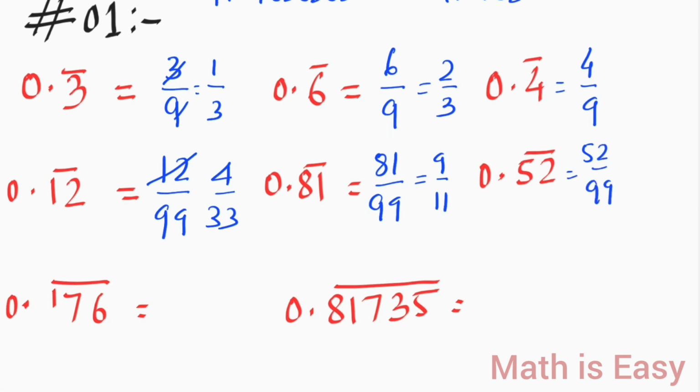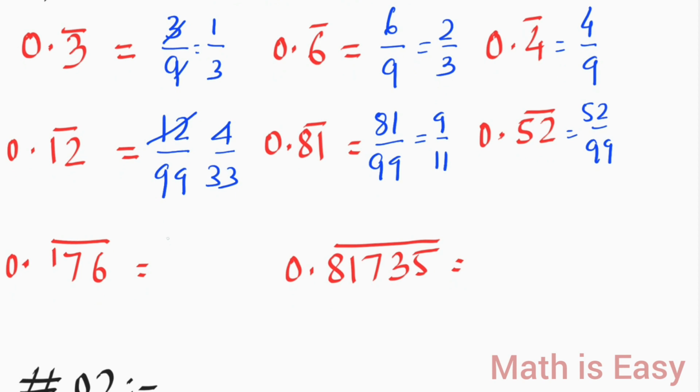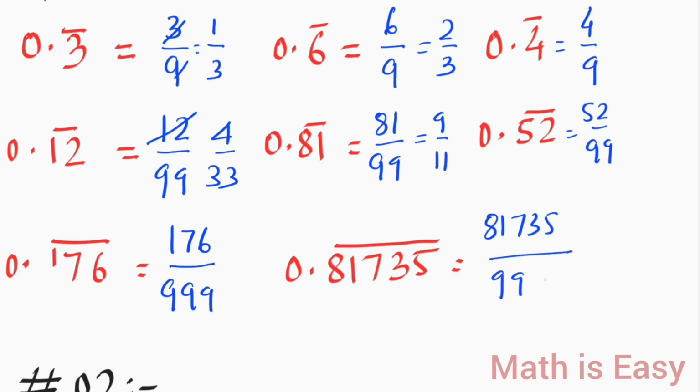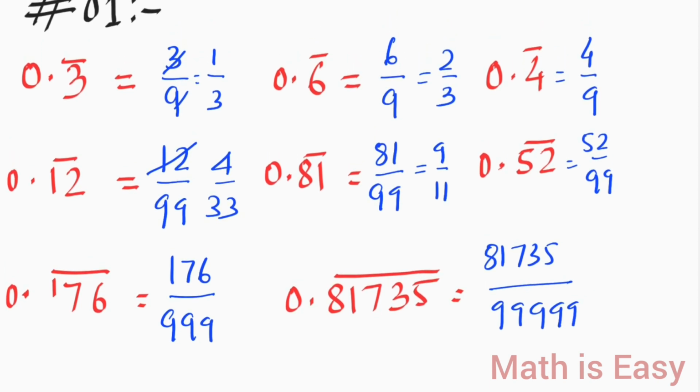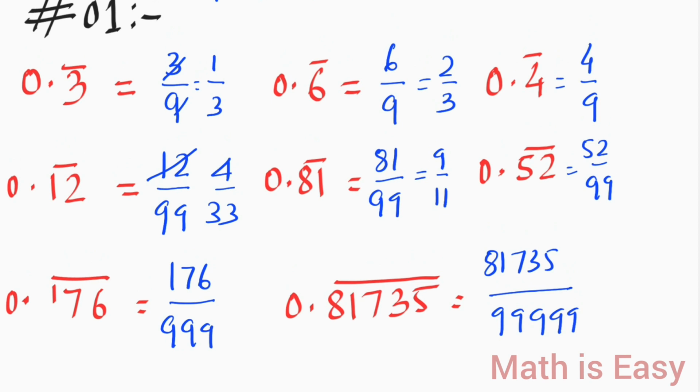Understand? Now here 3 digits are repeating, so now I think you have understood how to convert this. 176 upon 999, because 3 digits are repeating, and this one becomes 81735 upon 99999. Not 999, we have 5 nines here because 5 digits are repeating.